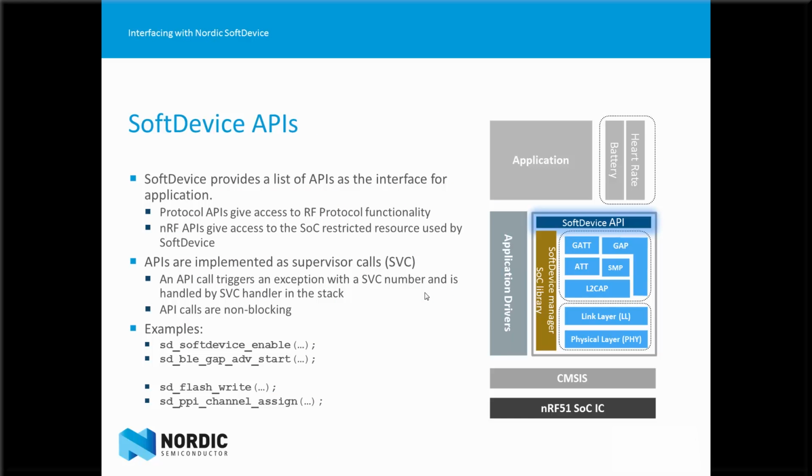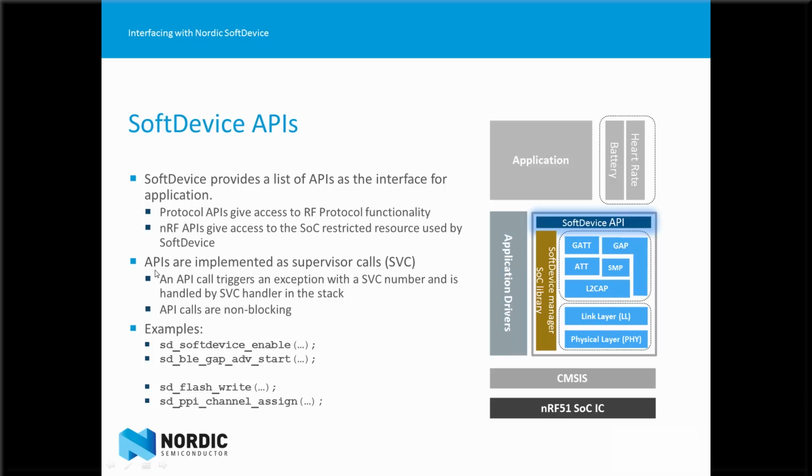Let's talk about the API provided by the SoftDevice. We have a list of APIs that are the interface for the application. Those protocol APIs give the application access to the RF protocol functions, and those NRF APIs give access to the system on chip, the other peripherals and restricted resources used by the SoftDevice. So you have two types of API: one is the protocol APIs, and the other is the NRF API, the system on chip API.